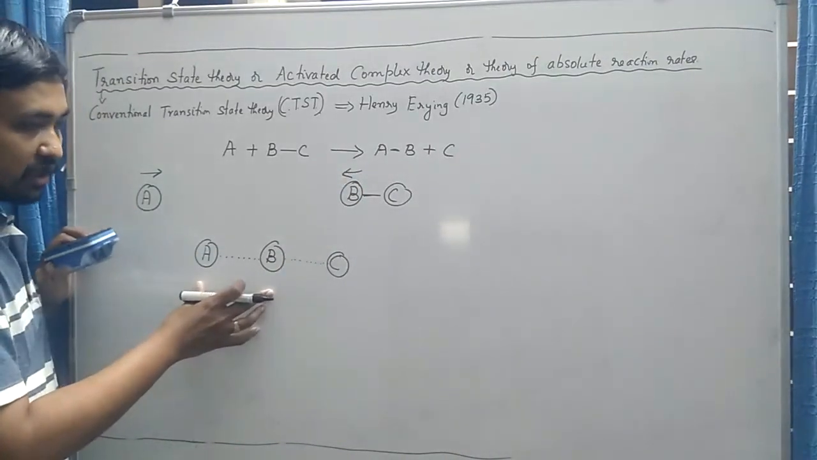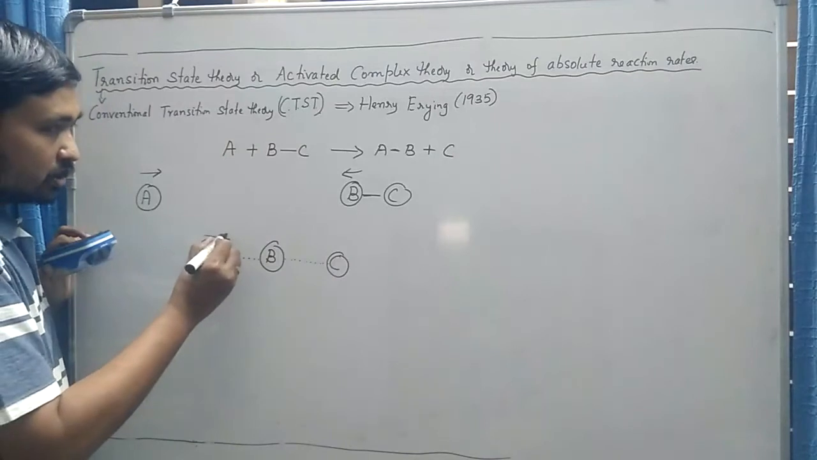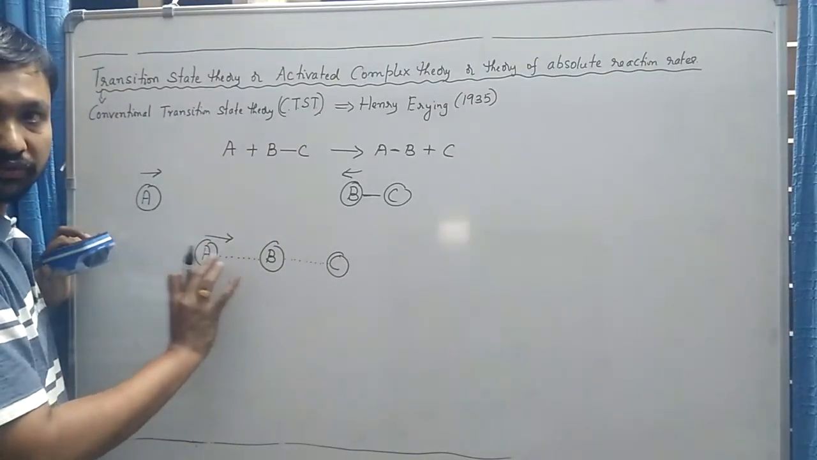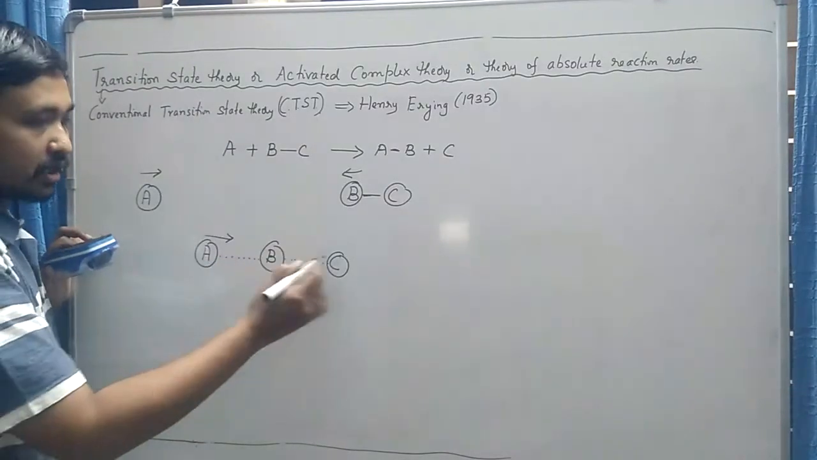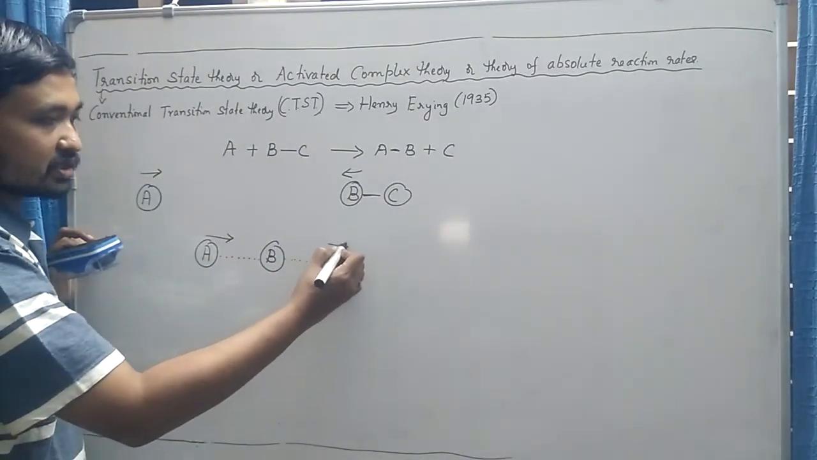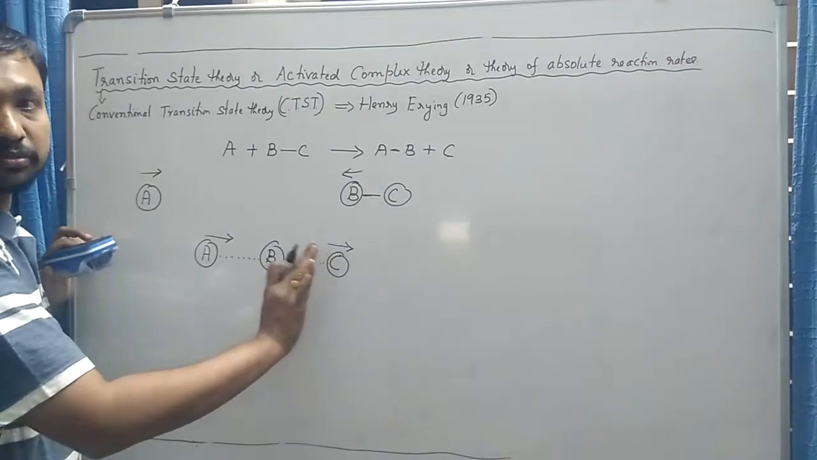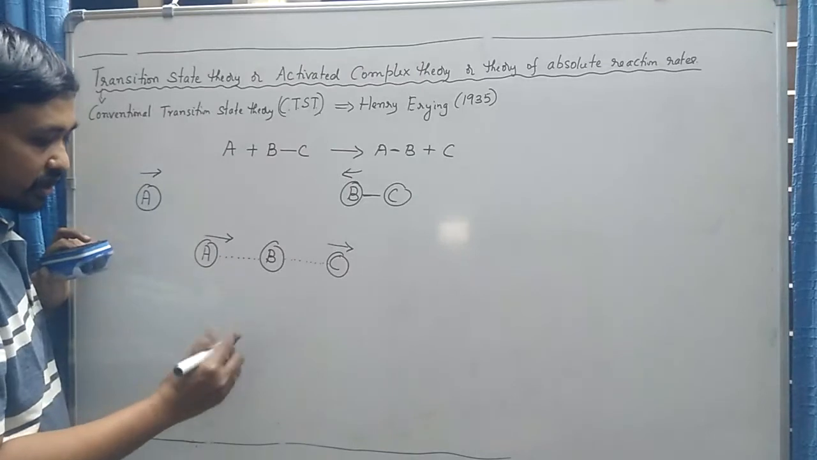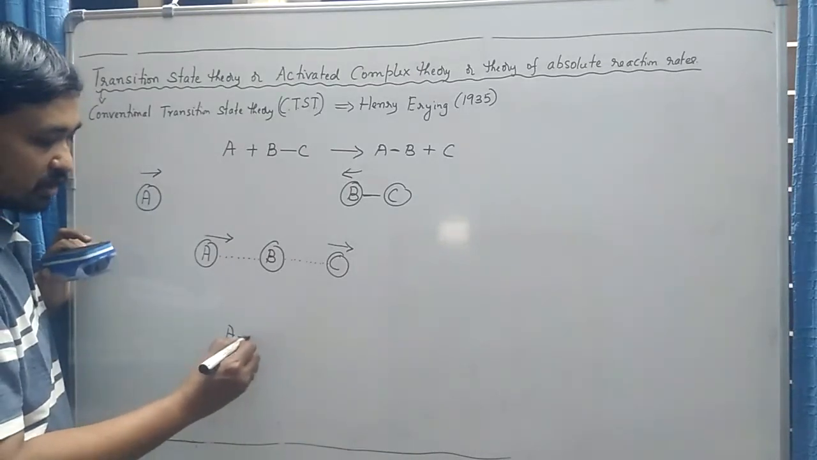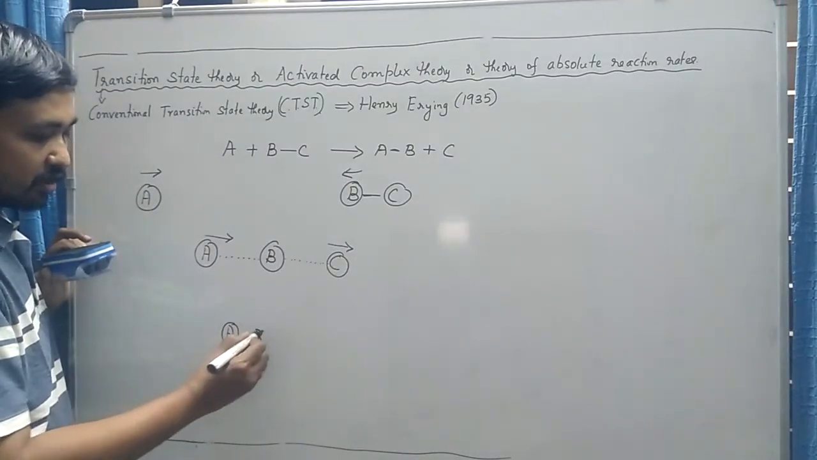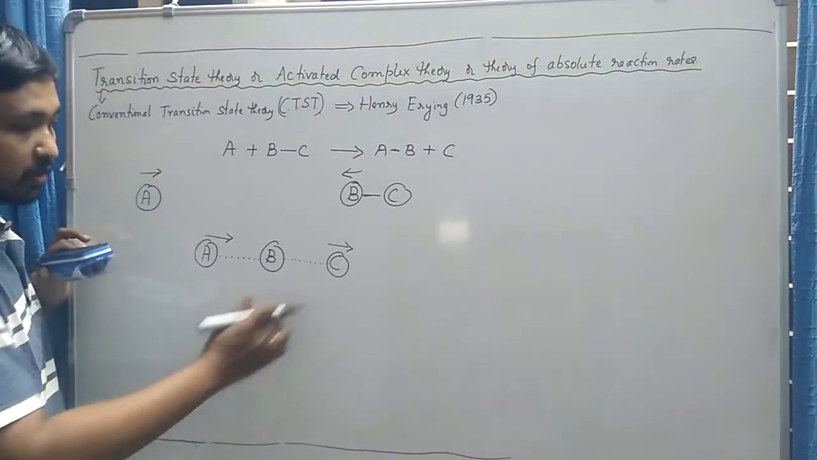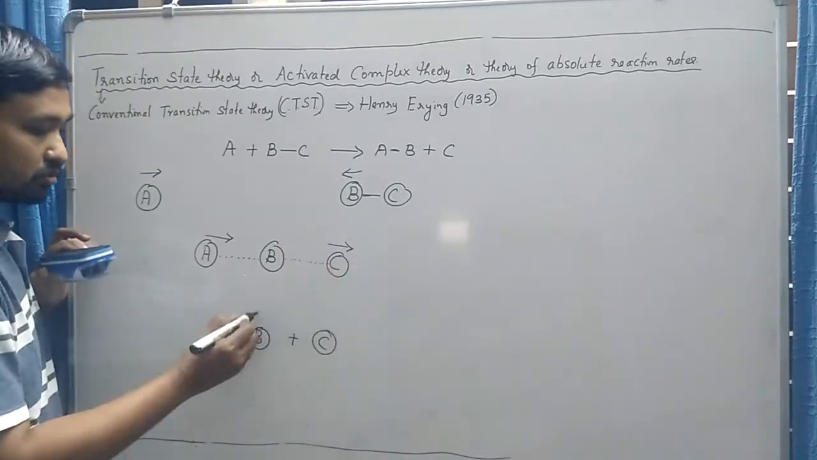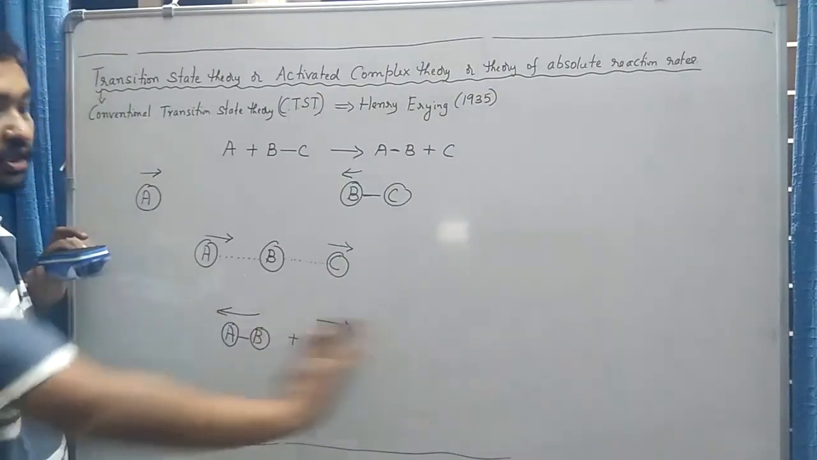Now with time, this atom A approaches B further close, and what it will do is, resultingly, this atom C will be moving away from atom B. So after a certain stage, the bond between A and B will be formed, and the bond between B and C will be completely broken, and these two will move in opposite directions.